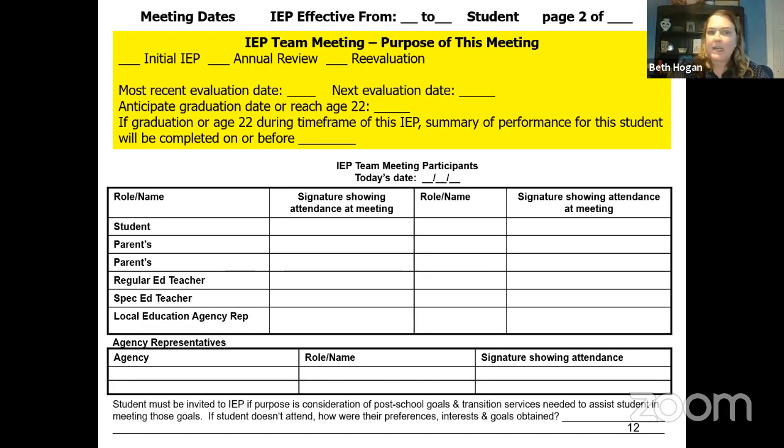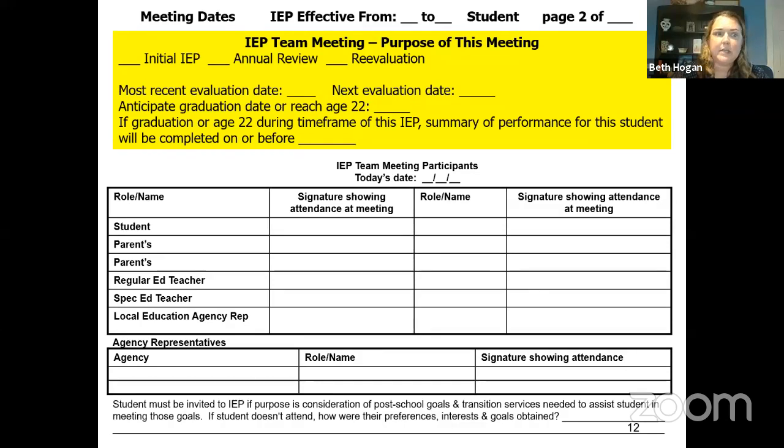The purpose of the meeting, you've got three choices there. The initial IEP, which is if we're just getting started in the process. An annual review, which is a student who has had an IEP, and this is those yearly renewals of that document. Or if this is part of the reevaluation process, which needs to take place at least every 3 years.